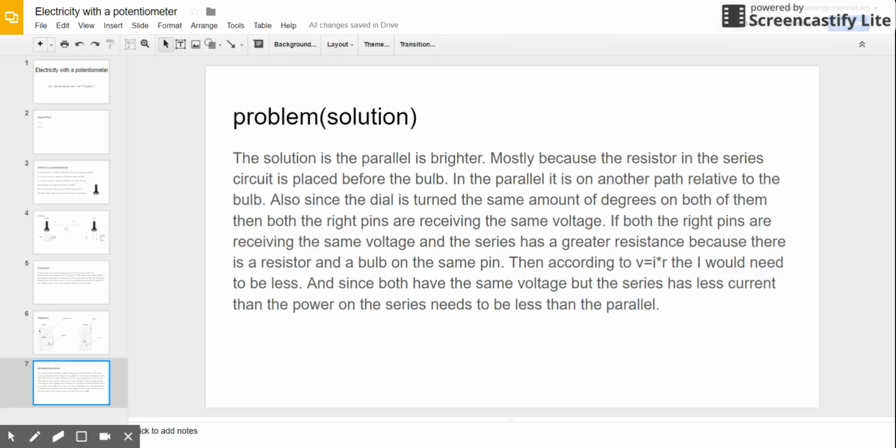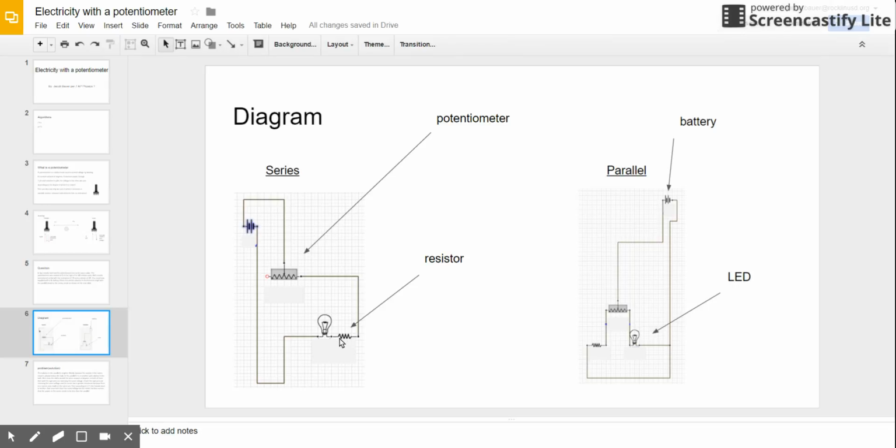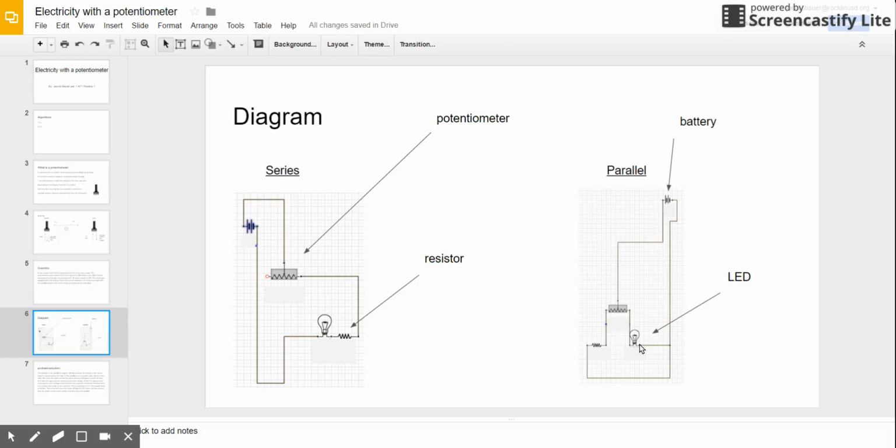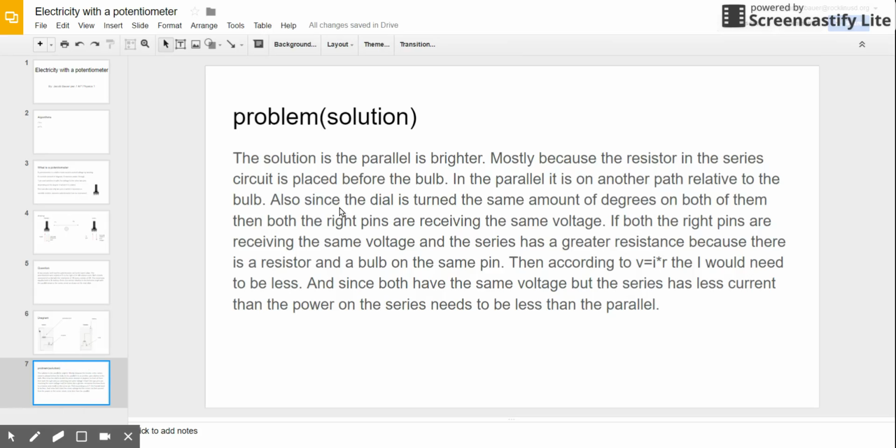Okay, so now I understand this solution could seem a bit confusing at first, but hopefully I'll try to explain it. The solution is that the parallel is brighter, mostly because the resistor in the series circuit is placed before the bulb, as shown. See, the resistor is right before it gets in the bulb. In the parallel, it's on the other path relative to the bulb. See, they're on opposite paths.